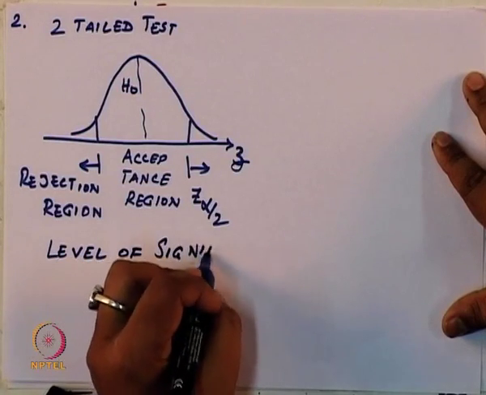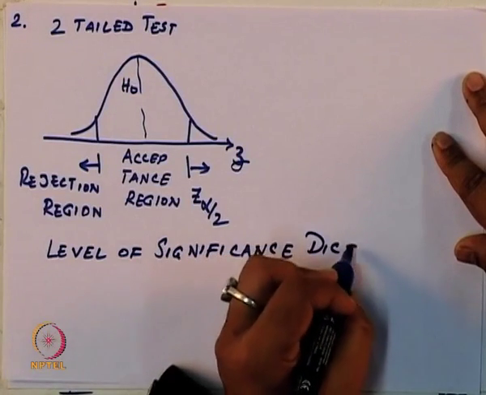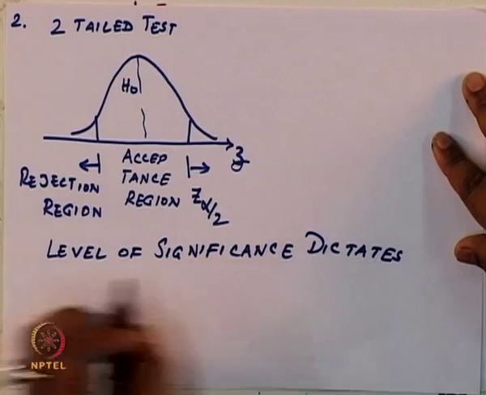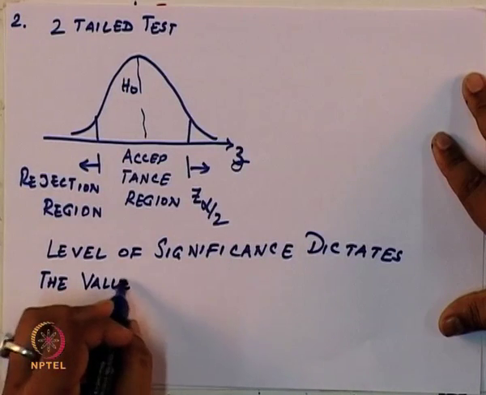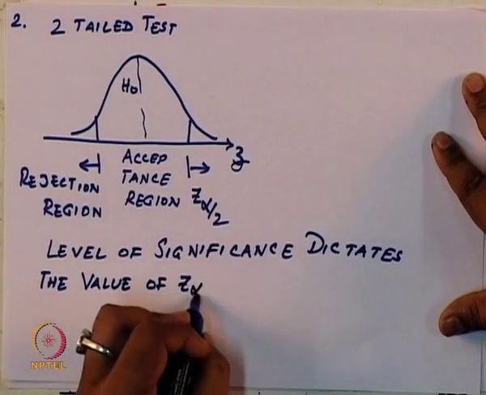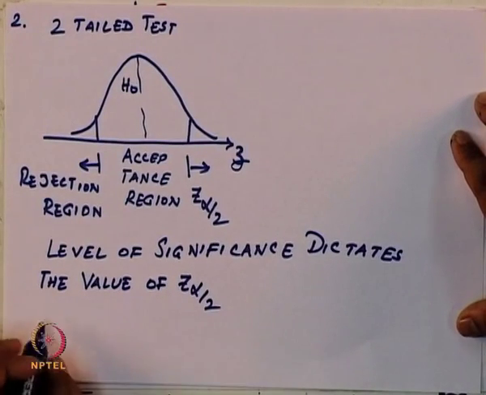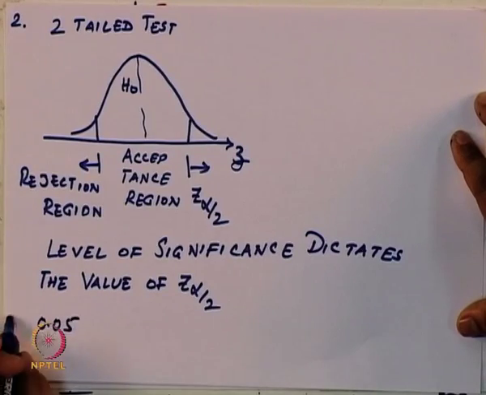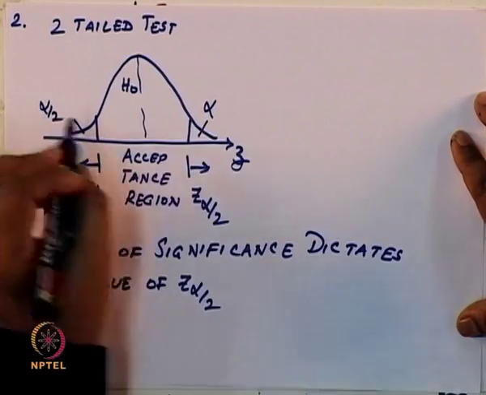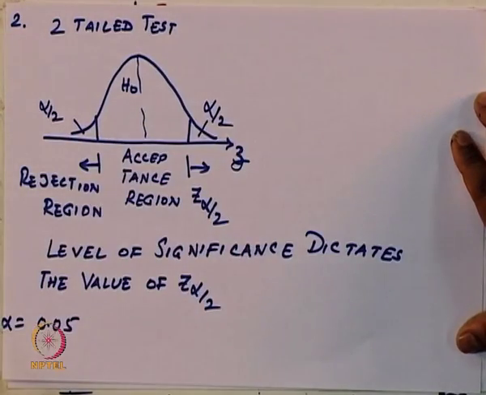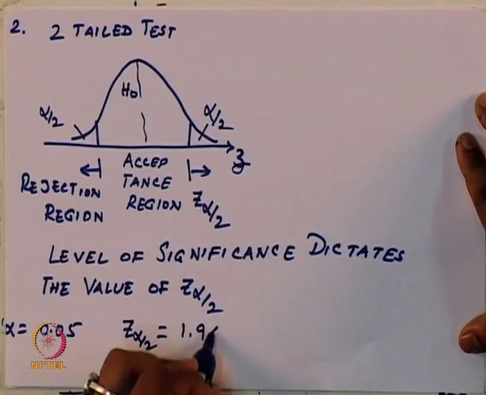So, level of significance dictates the value of z of alpha by 2. And what we know is for alpha, alpha is nothing but the total area under the curve. So, both of these areas are alpha by 2. If alpha is 0.05, z of alpha by 2 is 1.96.